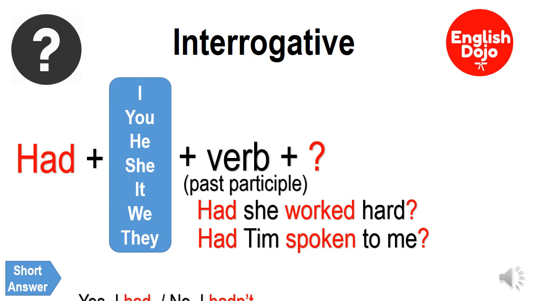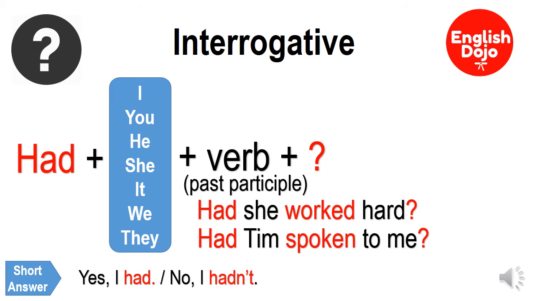There's also a short answer for the questions. For example, had she worked hard would be yes she had or no she hadn't, or had I worked hard, yes I had, no I hadn't. Had she worked hard is yes she had or no she hadn't in the short form.